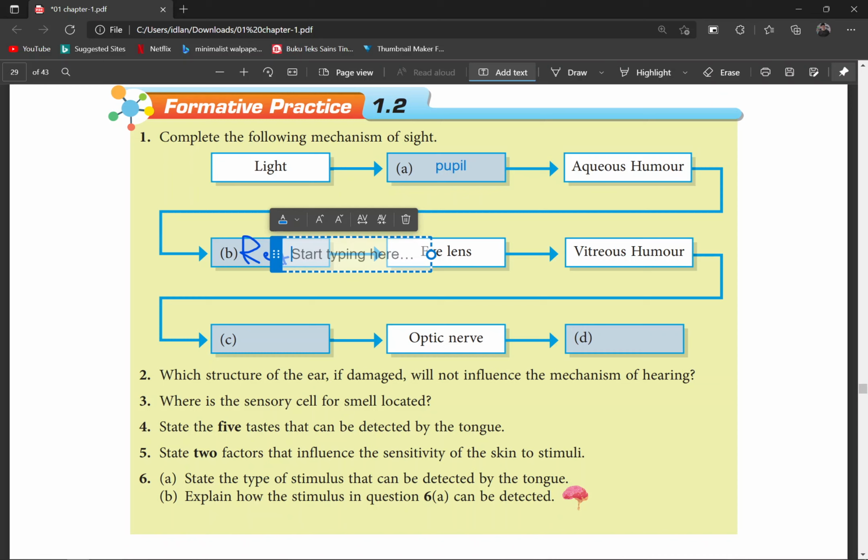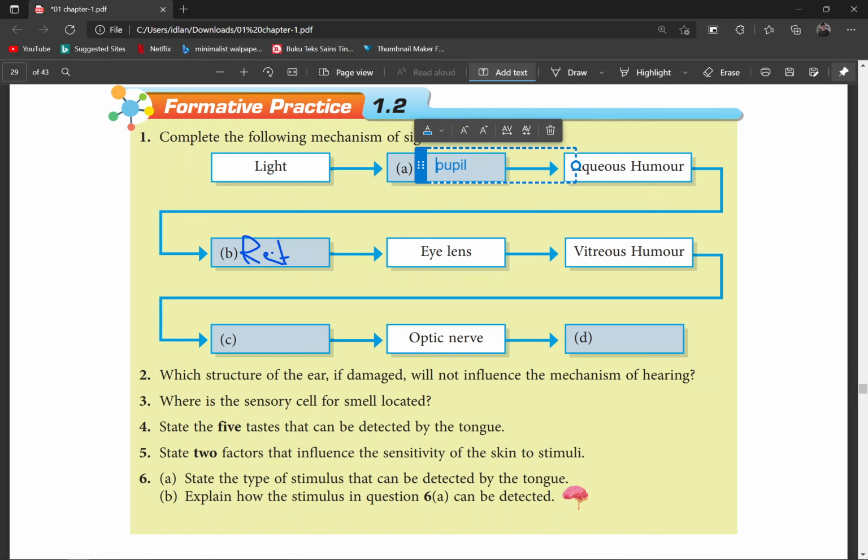I'm so sorry. This is supposed to be the cornea. Okay, this is cornea, and then this is pupil.